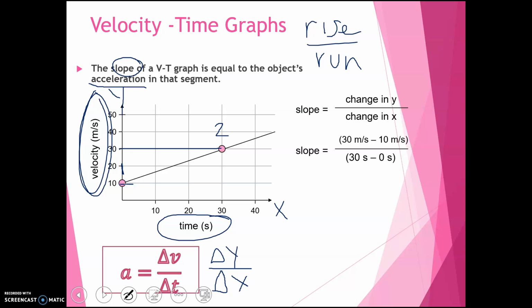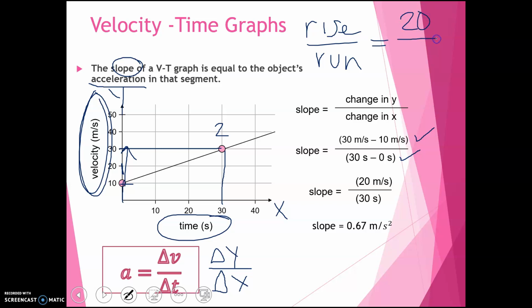So you'd have 30 minus 10, check. Then you would have our x2 values, so 30 minus 0. So we have that here. And once you simplify, you'll get 20 divided by 30, or you'll get 0.67. Which is the same thing you would get if you did rise over run. So if you did rise over run, you would go up 20 meters per second and then over 30 seconds, which would also give you 0.67 or 2/3 meters per second squared.